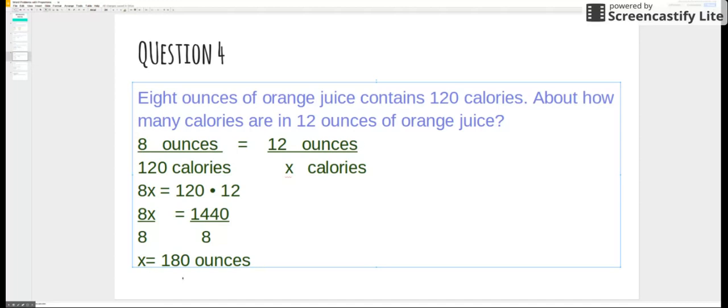So, I should have written 180 calories. So in other words, there are 180 calories in 12 ounces.